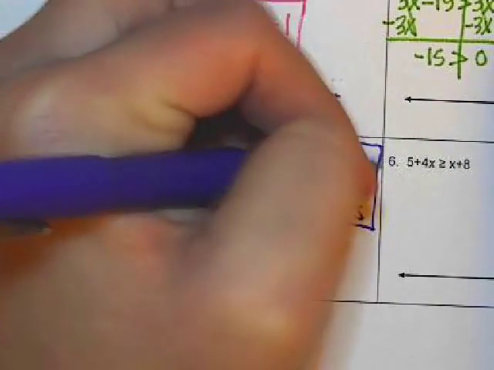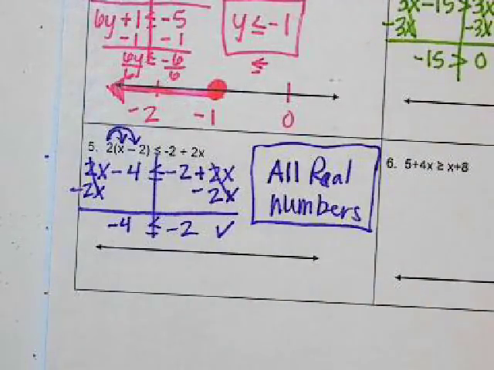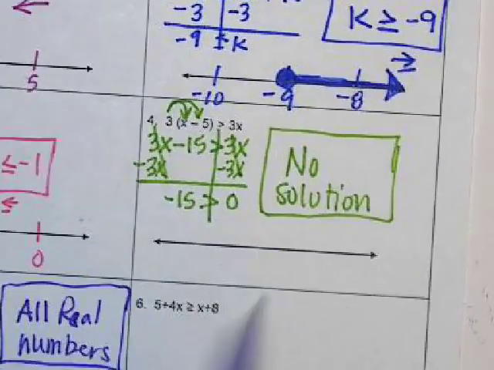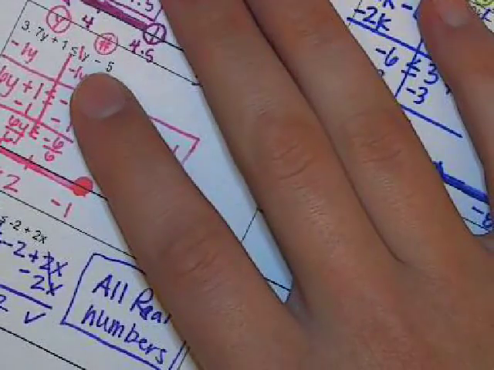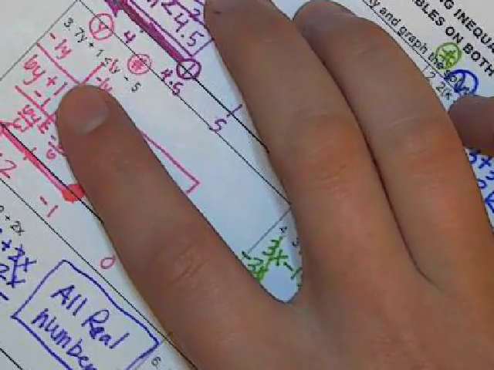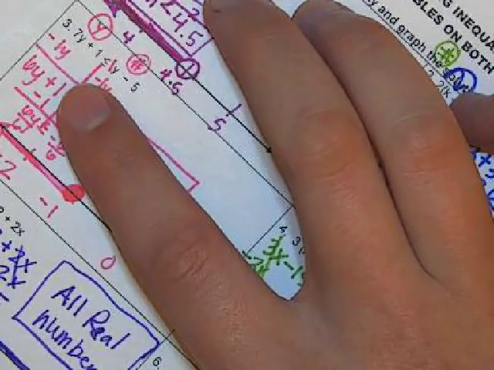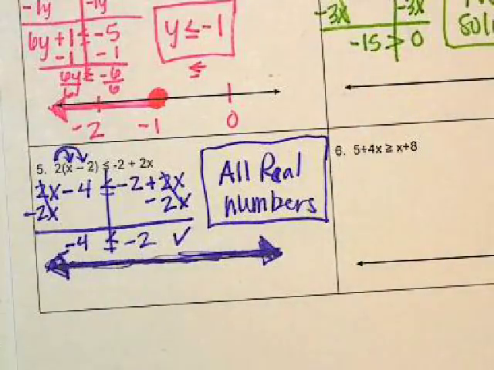Well, what about my number line? For no solution, I couldn't shade anything. What would I do for all real numbers? Shade the whole thing. Shade the whole thing because all numbers going any direction, positive or negative, would be a solution. So there's no x at all in the answer. The answer is all real numbers.